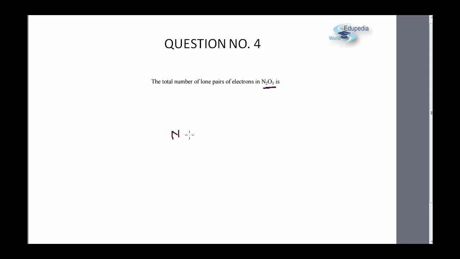As we all know, the structure of N2O3 can be drawn like N, single bond N, double bond O, double bond O. Okay. Now you see the octet of both these nitrogen atoms. Oxygen has a total of 6 valency electrons. So 2 lone pairs will be remaining on this oxygen atom. Similarly, on this oxygen atom also there will be 2 lone pairs remaining.